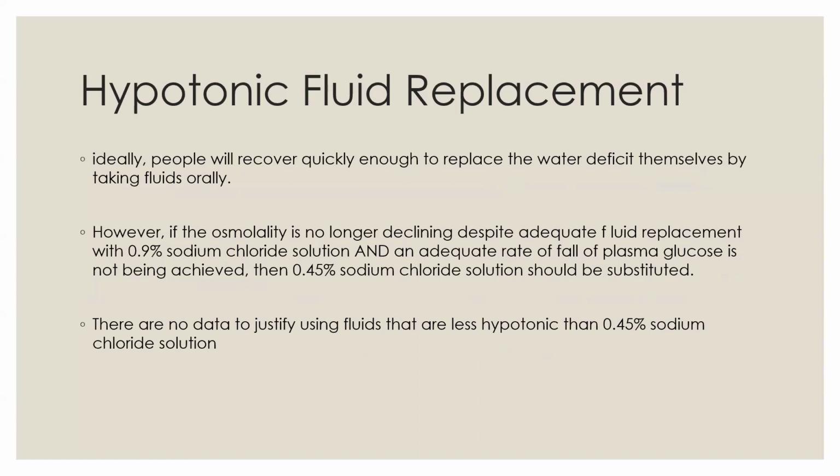Now, hypotonic fluid replacement. Ideally, the people will recover quickly enough to replace the water deficit themselves by taking fluid orally, avoiding fluid overload. However, if the osmolarity is no longer declining despite adequate fluid replacement with 0.9% sodium chloride solution, and an adequate rate of fall of plasma glucose is not being achieved, then 0.45% sodium chloride solution should be substituted. There are no data to justify using fluids that are less hypotonic than the 0.45% sodium chloride solution.